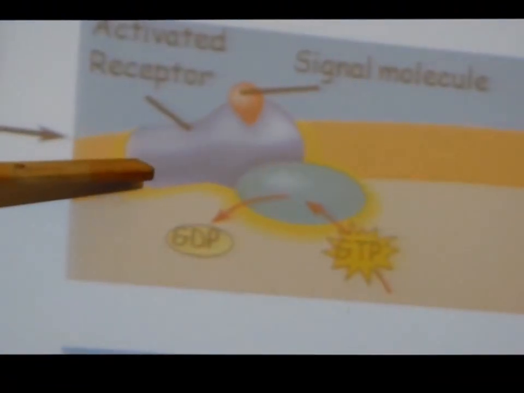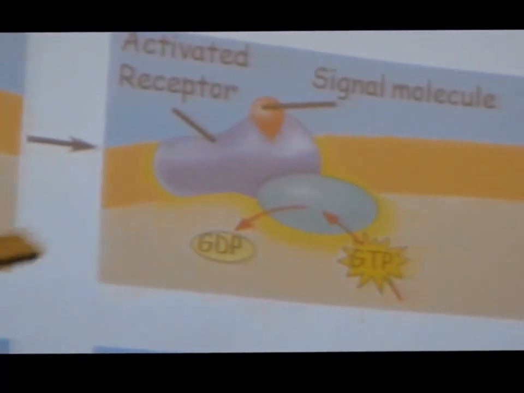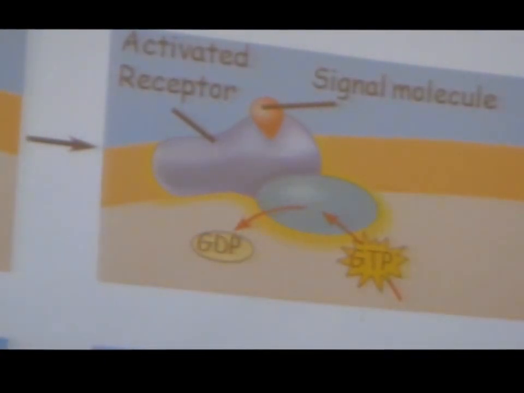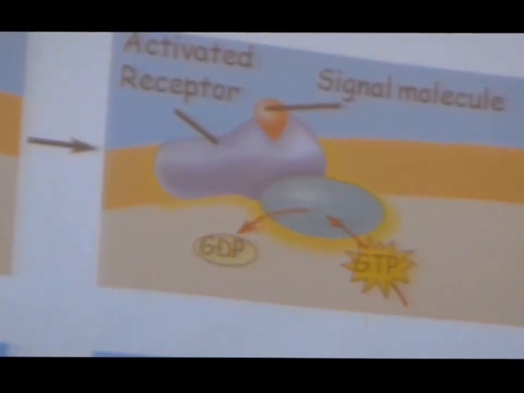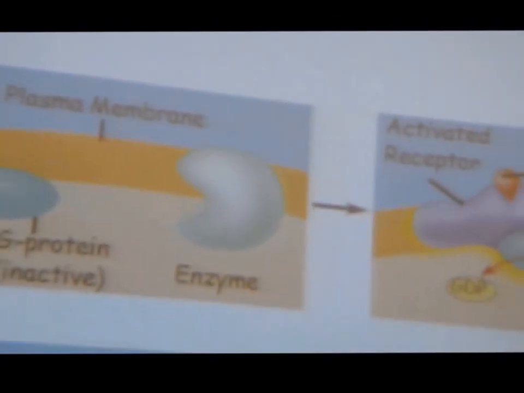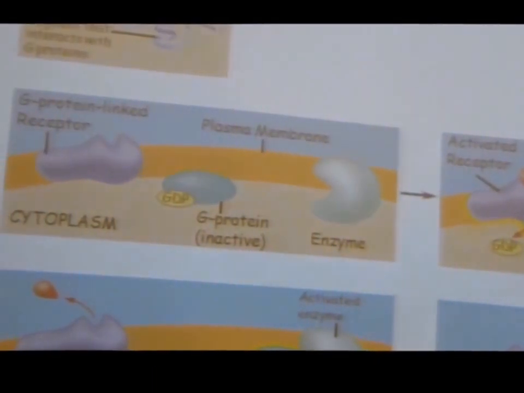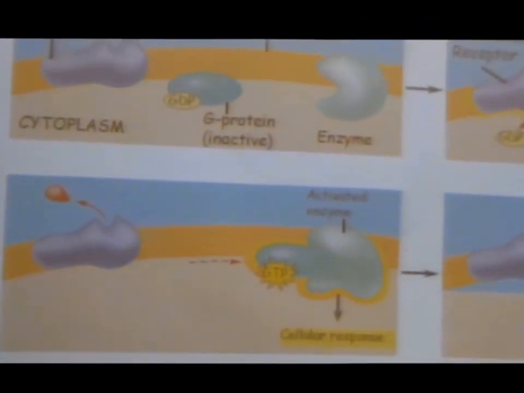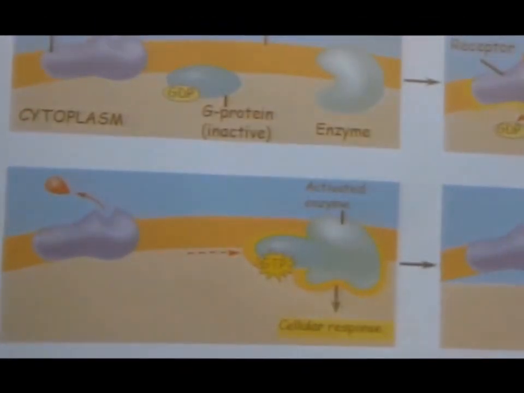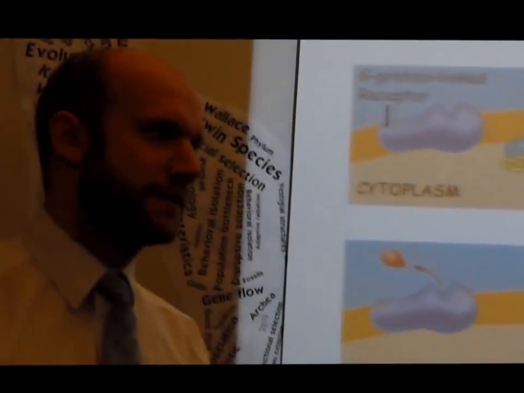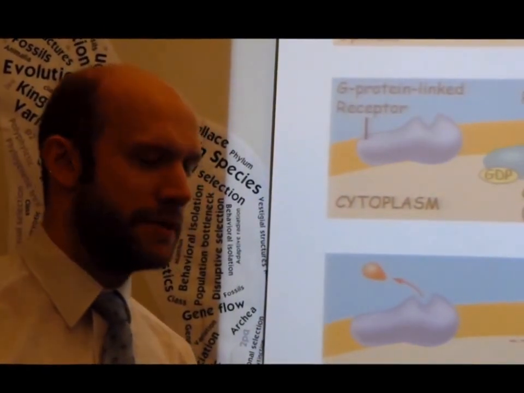So what happens? First up, the signal molecule binds to the activated receptor protein. This causes the GDP to be rejected, and a GTP binds on. TP stands for? Triphosphate, exactly, okay. This change causes the G protein to detach from the activated receptor and kind of start gliding across the membrane. It binds to another protein, and that's where the fun starts. It can bind to an enzyme, or it can bind to an ion channel. It can bind to different things, and the response that comes from that will be different.